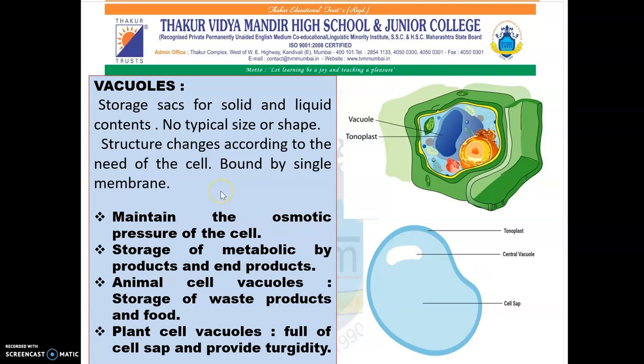Let us see the functions of vacuole. It helps in maintaining the osmotic pressure of the cell. It also stores the metabolic byproducts and the end products like glycogen, protein, water, etc. In animal cell, they store waste products and food, while in amoeba, it stores food before digestion. In plant cell, vacuoles are full of cell sap and it provides turgidity, rigidity to them. Over here you can see this is the cell sap. So it helps in providing turgidity and rigidity to the plant cell.